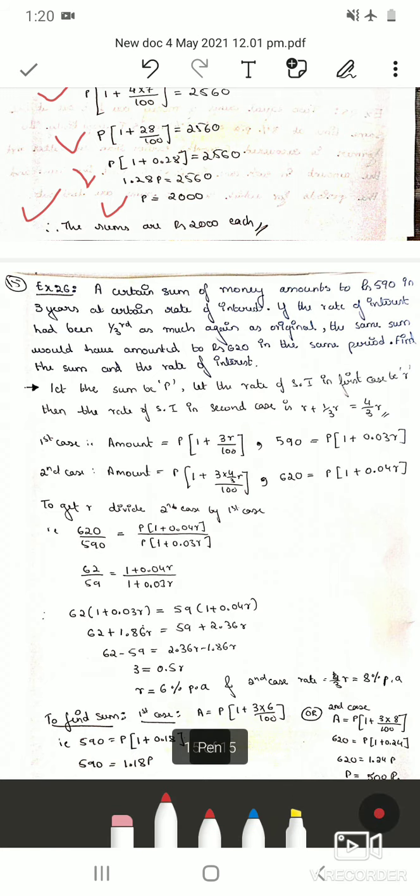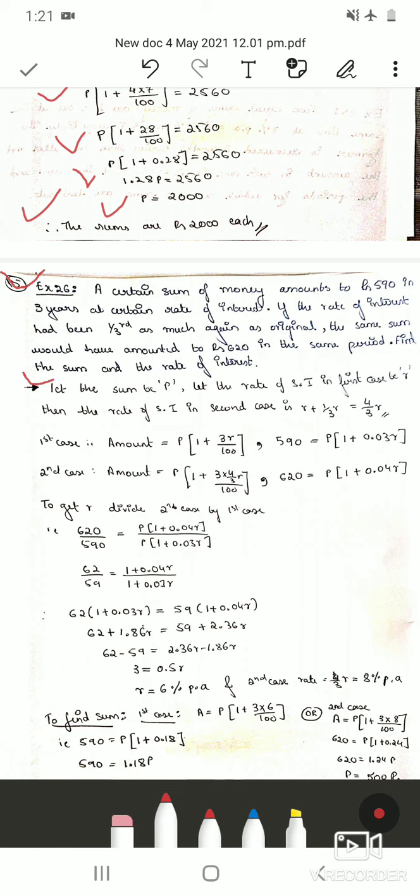So the last problem is, a certain sum of money amounts to rupees 590 in 3 years at a certain rate of interest. If the rate of interest had been 1/3 as much again as the original, the same sum would have amounted to rupees 620 in the same period. Find the sum and the rate of interest. So in the earlier problem, the sum and the period were asked. Here the sum and rate of interest is asked.